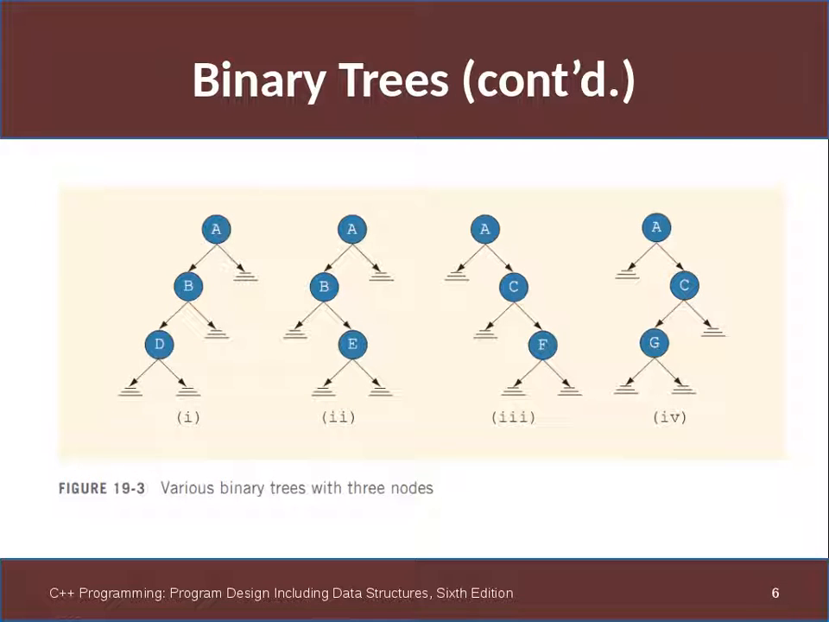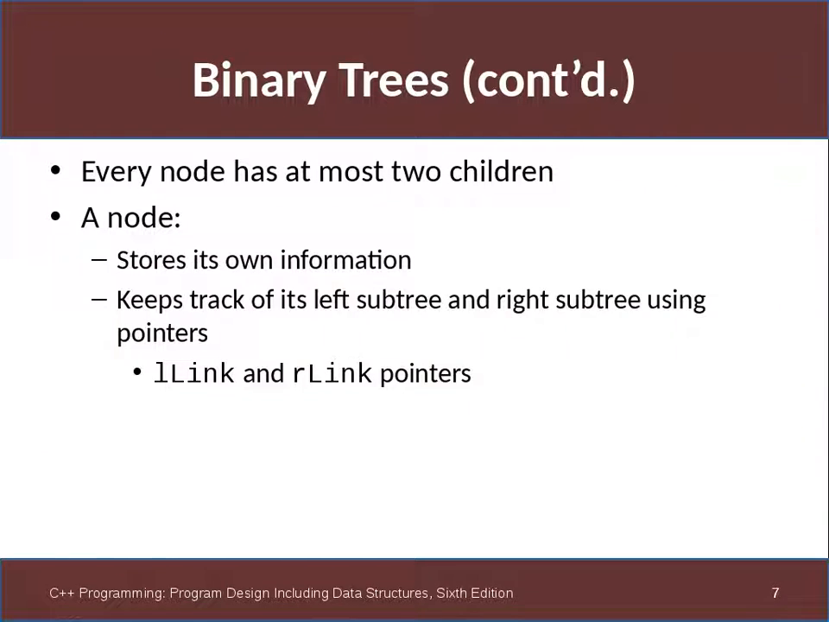Hey, look, other binary trees. So A, B, D. You can just notice where the nodes are kind of filling out. These are basically three different options if you were going to have just a straight line going down of a binary tree with three nodes. Every node has at most two children, hence the name binary.